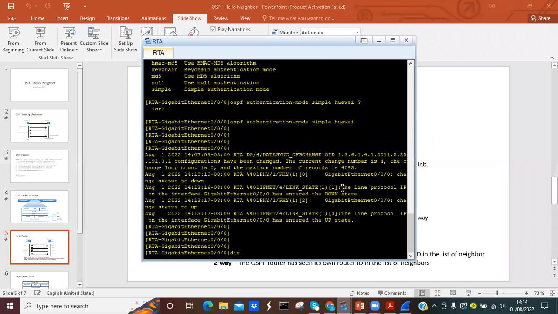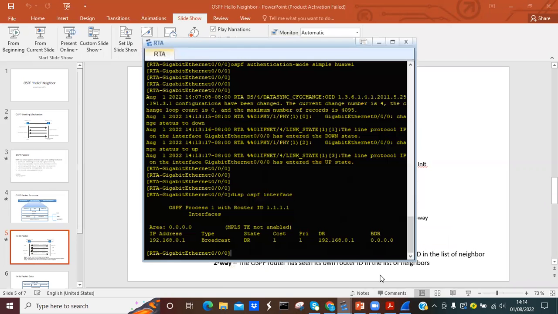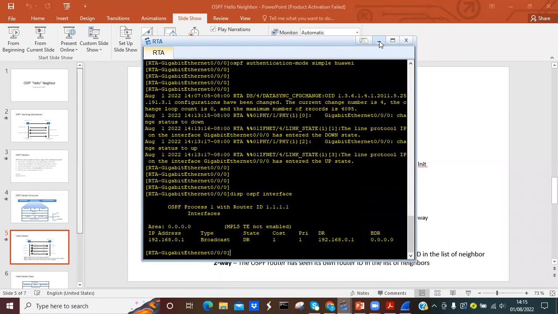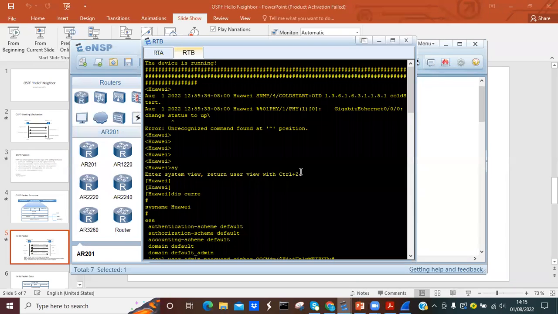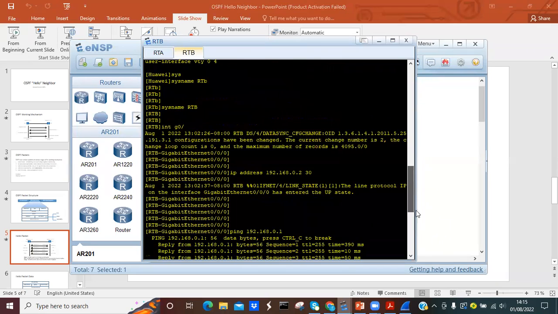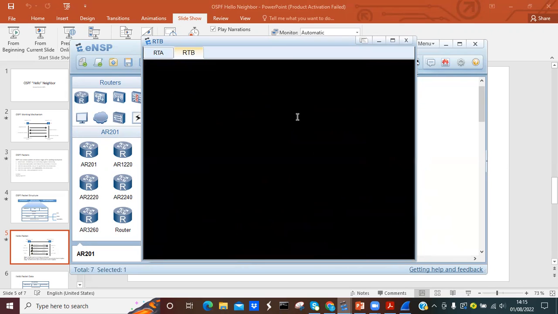So here we have configured OSPF on this side. We already have it on the 0/0/1 interface. So we also configure on the other side. Let's clear this. So we configure OSPF here as well.